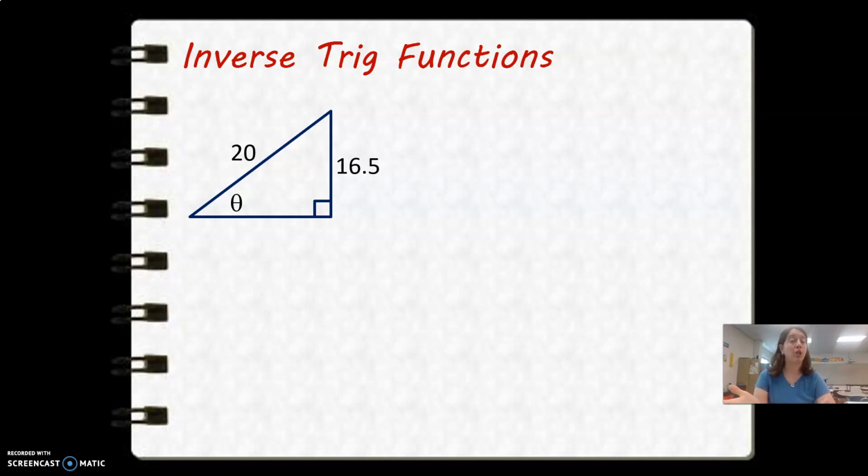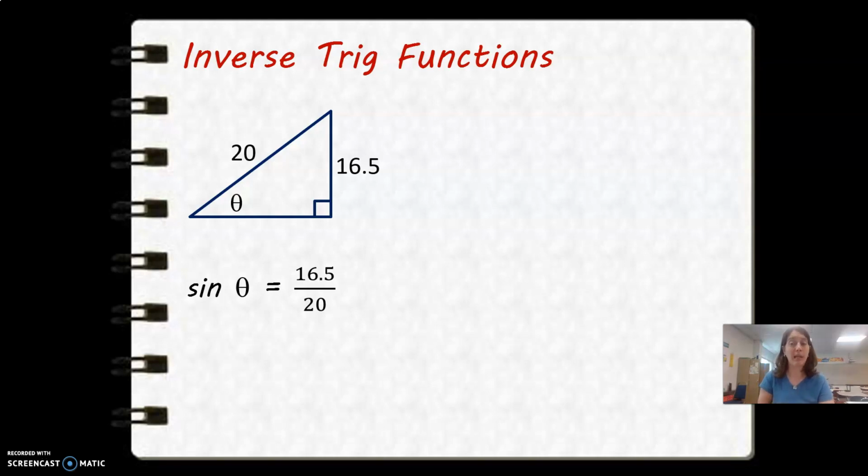Now, how do I know how to correctly solve that? Just like we saw before, which trig ratio involves these pieces? From the theta, the 16.5 is the opposite side. The 20 is the hypotenuse. Which one of our ratios involves opposite and hypotenuse? It is our sine ratio. So I said sine of our theta, our angle. The angle always came behind the ratio. So the sine of our theta is the opposite, 16.5, over the hypotenuse of 20.